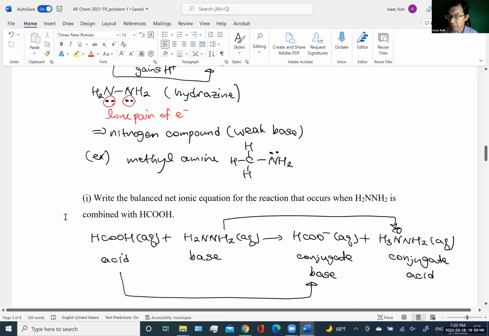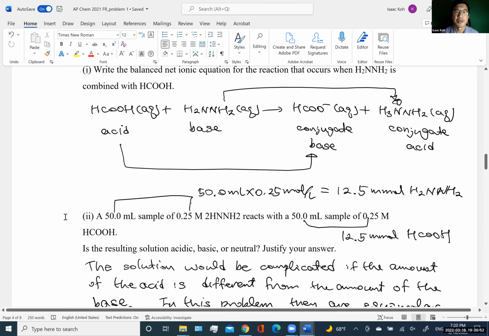Now write the balanced net ionic equation for the reaction that occurs between this hydrazine and the methanoic acid. Methanoic acid is a weak acid and hydrazine is a weak base. So the weak base is accepting a proton, and the weak acid is donating a proton. The proton in the carboxylic acid group is donated to the base, and so the conjugate base develops a negative charge. The proton carries a positive charge, so the conjugate acid has a positive charge.